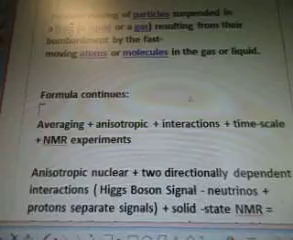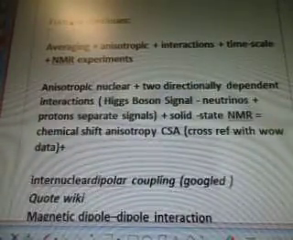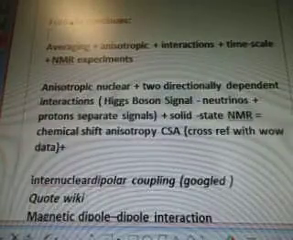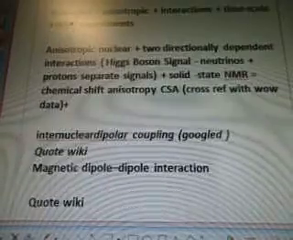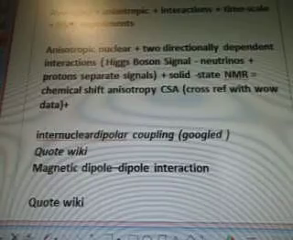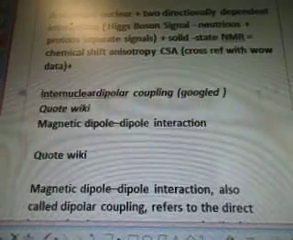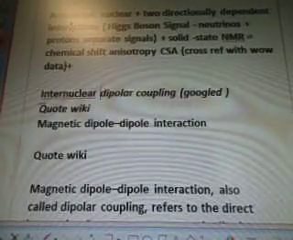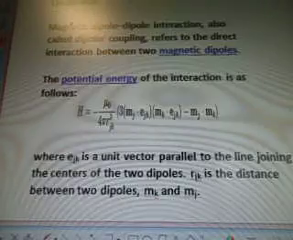Averaging anisotropic interactions, timescale NMR experiments, anisotropic nuclear, two directionally dependent interactions, Higgs boson signal minus neutrinos, plus proton separate signals, plus solid-state NMR equals chemical shift anisotropy, CSA, cross-reference with Wow data. Internuclear dipolar coupling, Googled, quote wiki, magnetic dipole-dipole interaction, quote wiki.